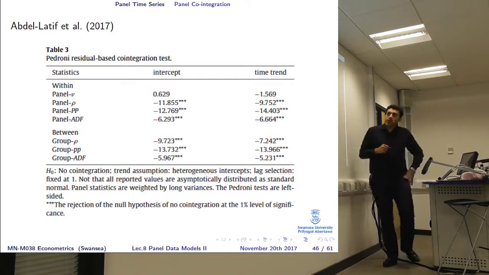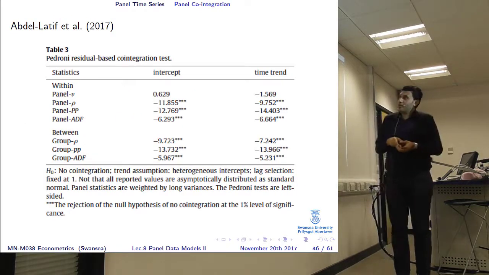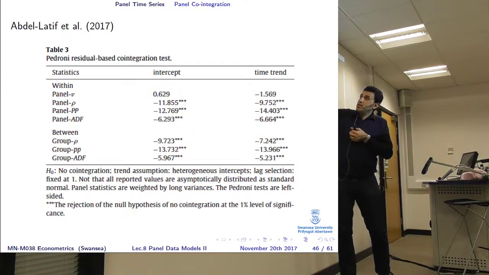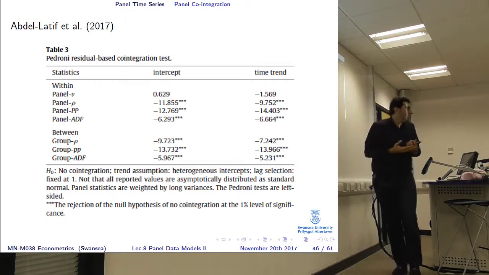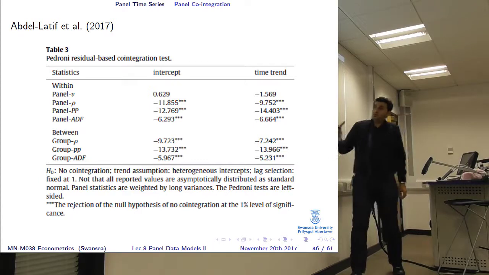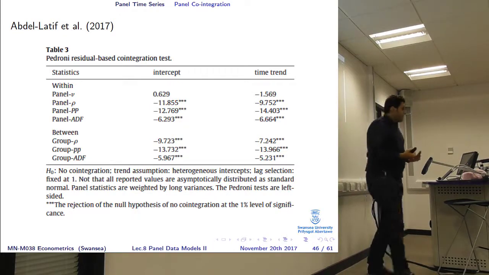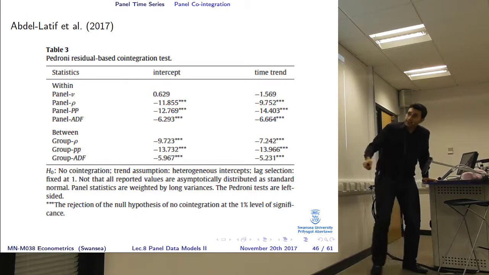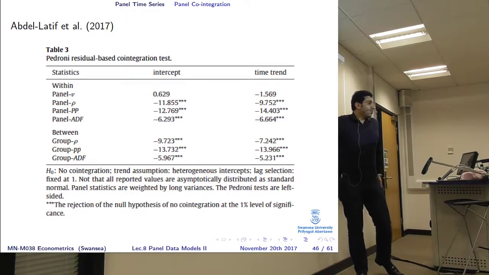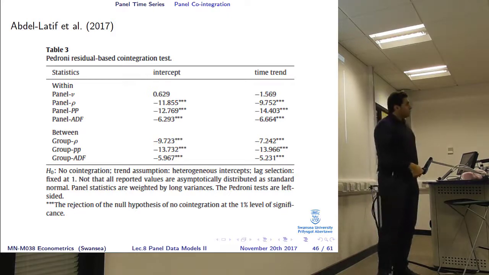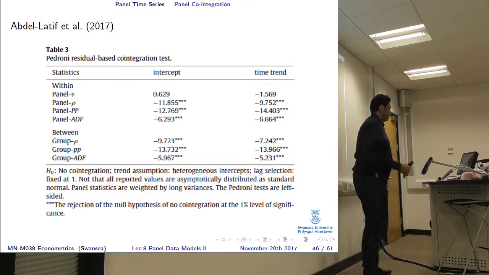So this is table 3 in the paper. As I said, we've got 7 tests: 1, 2, 3, 4, 5, 6, 7, and again, it's just within and between. It's just the way we estimate the first equation, and then we obtain the residuals. As I said, if you reject the null, that is evidence of cointegration, because the null hypothesis says there's no cointegration. If I reject, which is the case here for most of these test statistics, that means we have evidence of cointegration.